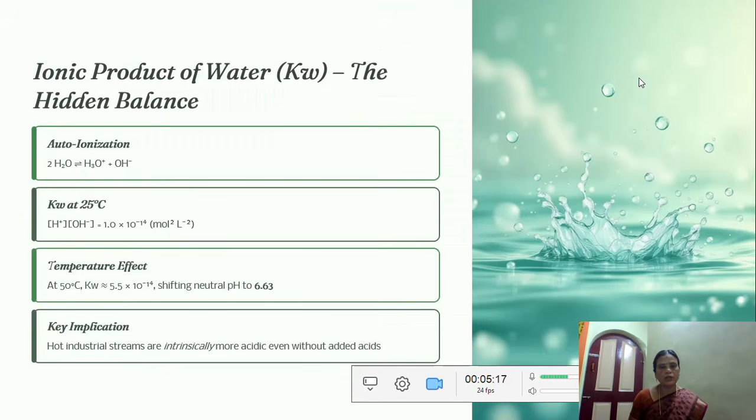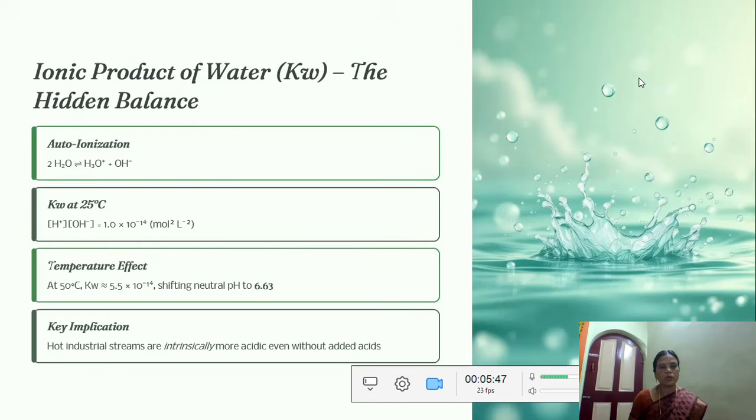The next concept related to this is the ionic product of water. This is nothing but, when water is dissociated, it produces H+ ions and OH- ions. The product of the concentration of H+ ions and OH- ions is given by the symbol Kw, which is equal to the ionic product of water, and it is always a constant, that is 1 x 10^-14 mol² per liter².